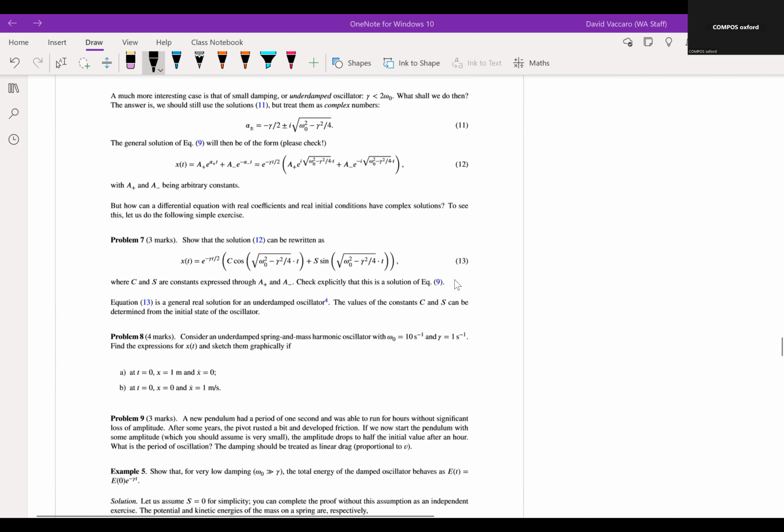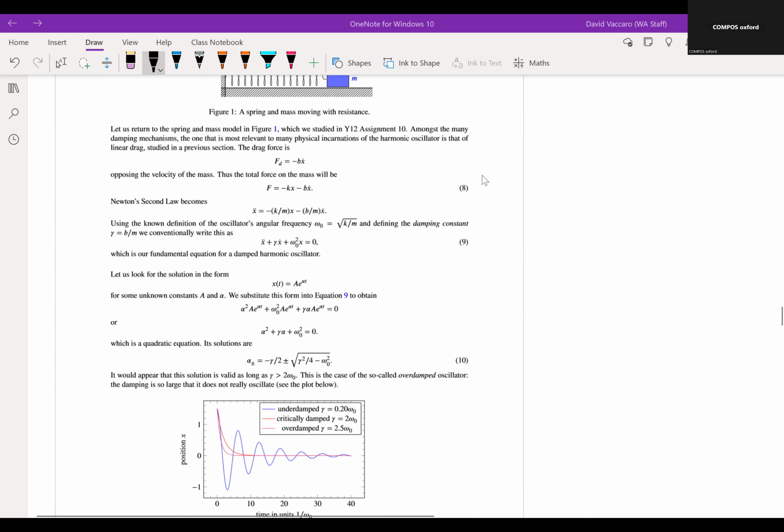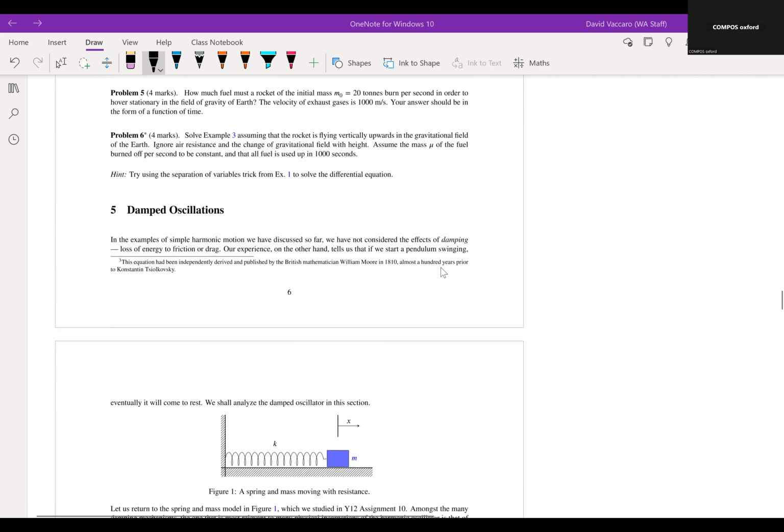Right, okay. So I'm going to look at the whole shebang. I'm going to look at damped oscillation. I'm going to look at forced damped oscillations. But what I'm a little bit concerned about is my stylus is not working.